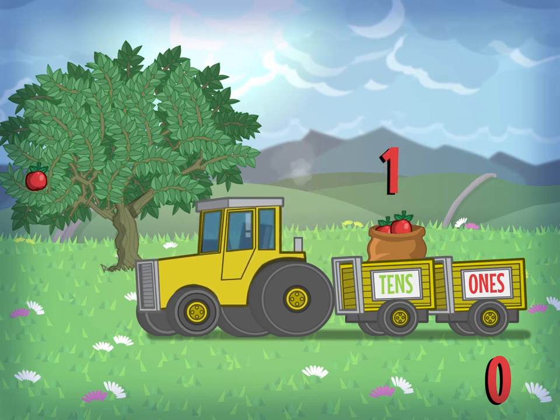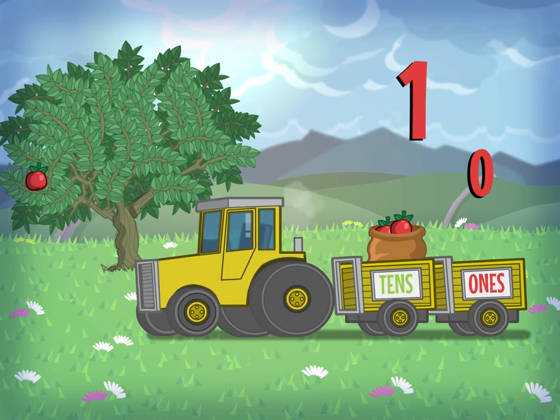Now we have one bag with 10 apples in it and no apples in the ones trailer. We show nothing as 0. Now, because we have tens and ones, we need to compare two-digit numbers starting with the tens. First, we start with the tens, and then we compare ones.